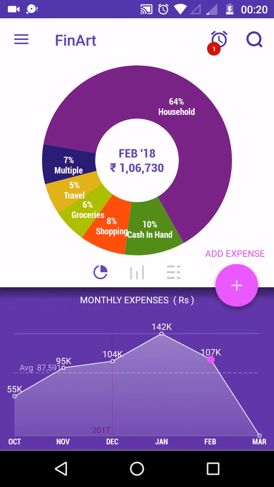So overall, both apps are good to manage your money and your expenses, get an understanding, and all of that is done automatically. And so you can try both and see which one fits your needs.